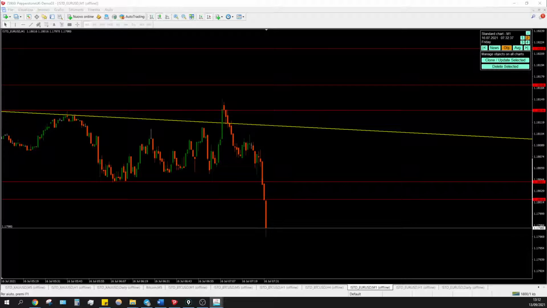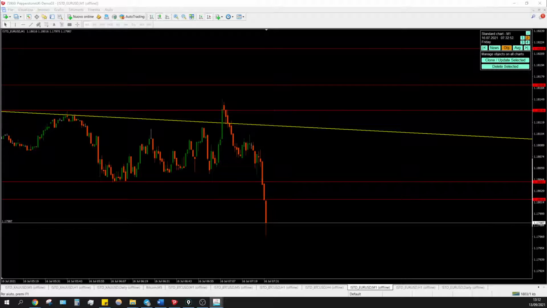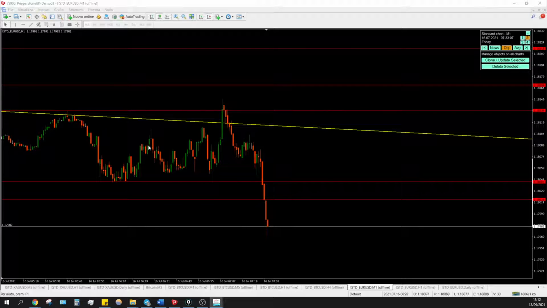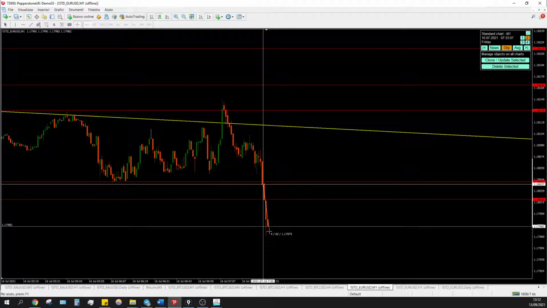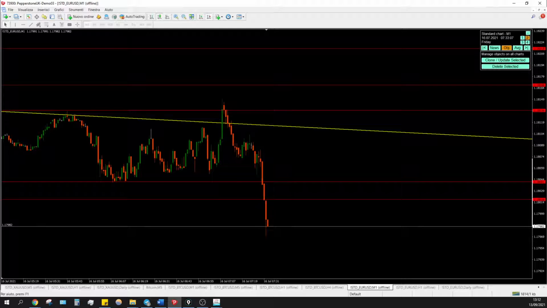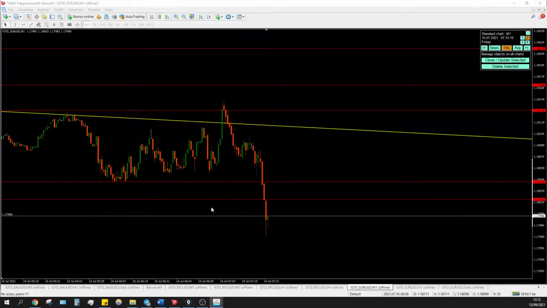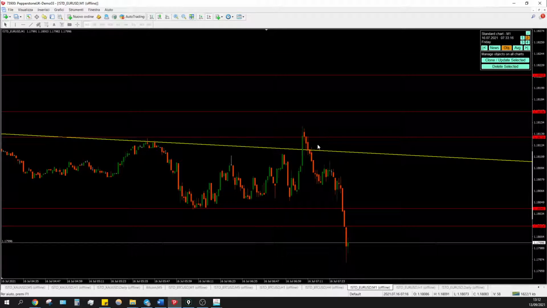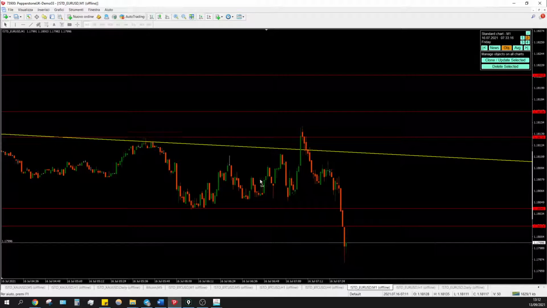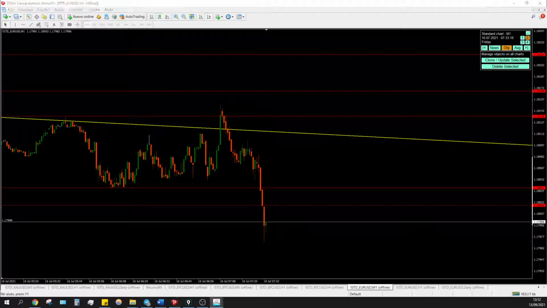Instead, it's just melting. Very good, it's just melting. 6 pips, 7 pips. Well, actually, we could have taken these sells at the top of the range. You never know.